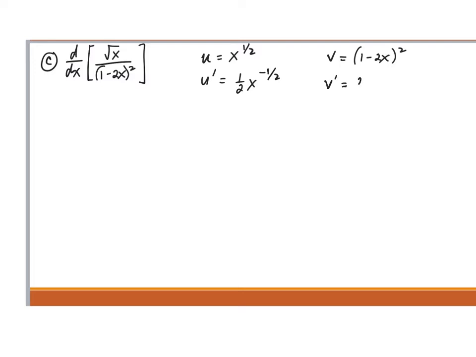So that will be 2 times 1 minus 2x to the power of 1 times negative 2. So that will be, just simplify this as negative 4 times 1 minus 2x and keep it that way. Don't expand it. And then substitute into the formula. So u prime is 1/2 x to the negative 1/2.